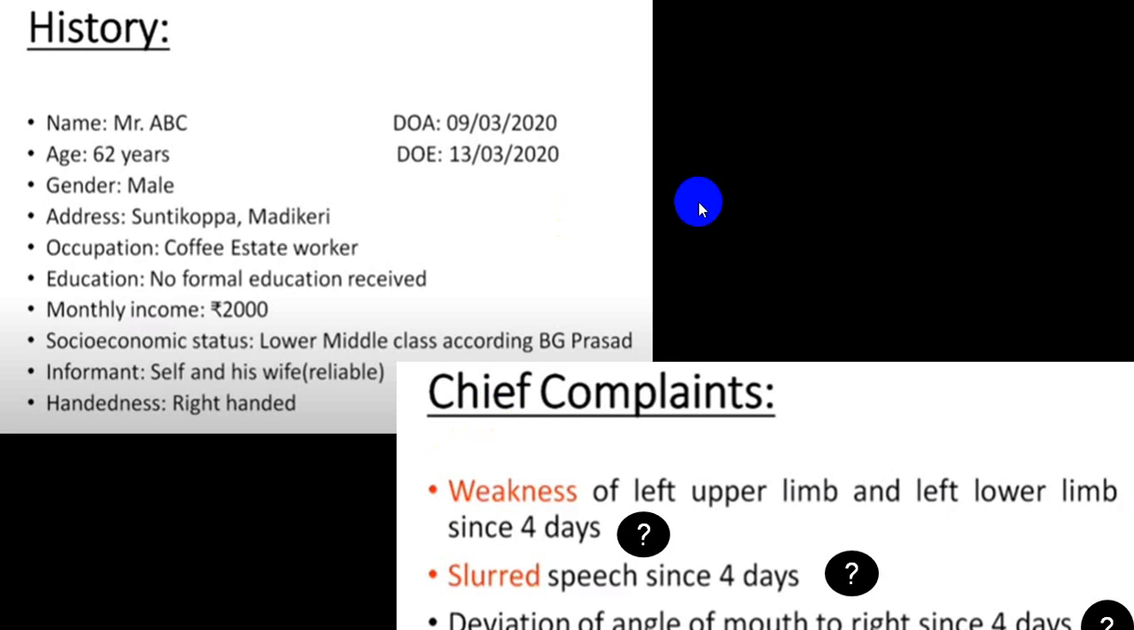So this is one small history. A 62-year-old male person, ABC, of poor socio-economic status, comes with a complaint. He is right-handed. Chief complaint is weakness of the left upper limb and left lower limb since 4 days. Slurred speech, deviation of the angle of mouth to the right side since 4 days. So this was the complaint. This clearly suggests that the person has a left side hemiplegia.